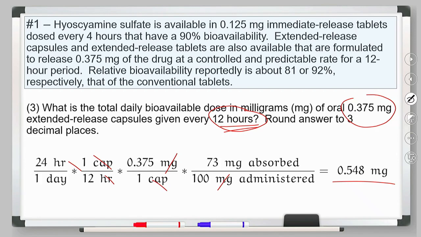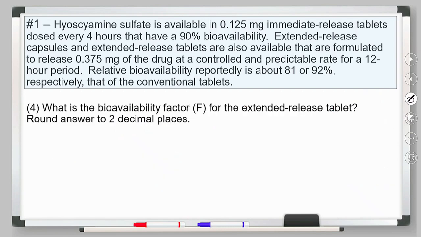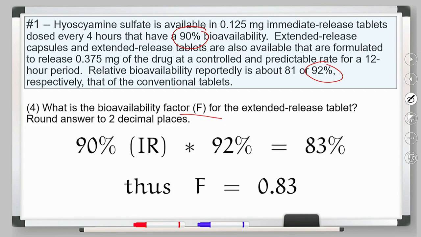So the capsules, I'm not loving that. What about the tablets? Do you think the tablets are going to be any better? I'll let you do this. This is what we just did for the capsules in terms of calculating the bioavailability factor. So remember, our reference is the immediate release tablets, but now we're talking about the extended release tablets. We said their relative bioavailability was 92%. So calculate for me now the extended release tablets' absolute bioavailability, not its relative bioavailability. Did you get 0.83? I just did that by taking 90 times 0.92, okay?